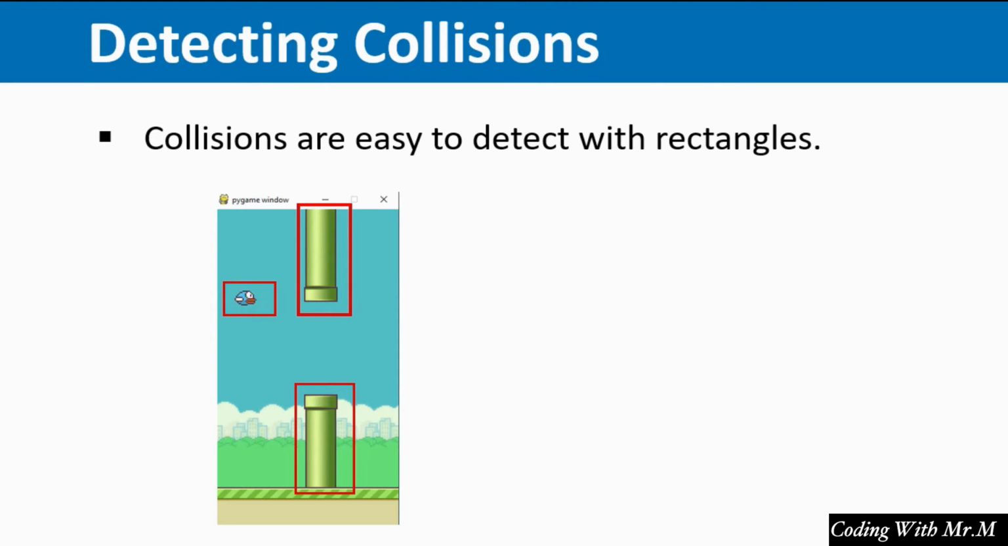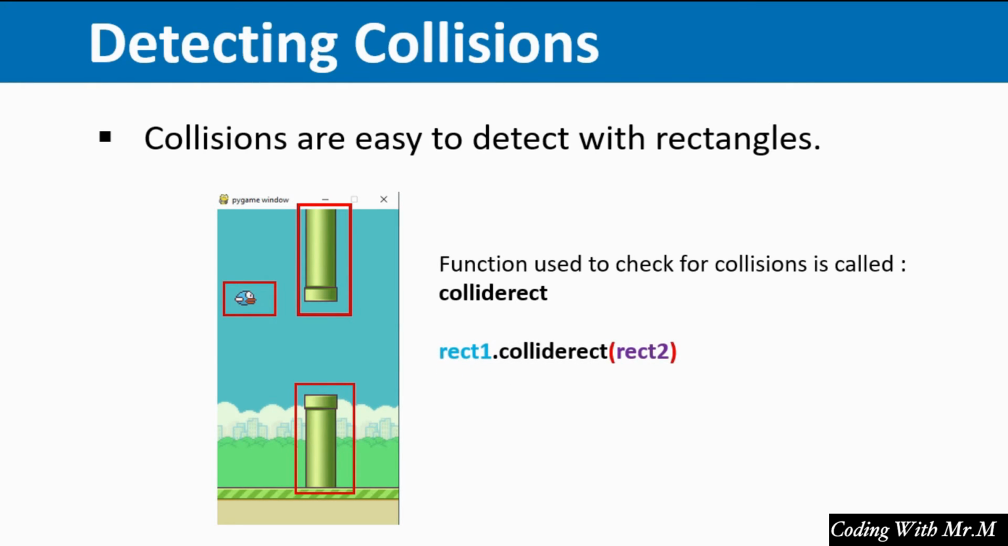There is a method called colliderect that is used to detect collisions. The basic syntax for this method: you take the first rectangle and then you apply colliderect, and then you pass in the rectangle you are checking for collision. This returns either false if no collision is detected, or true if collision is detected. So let's implement some code to do that.